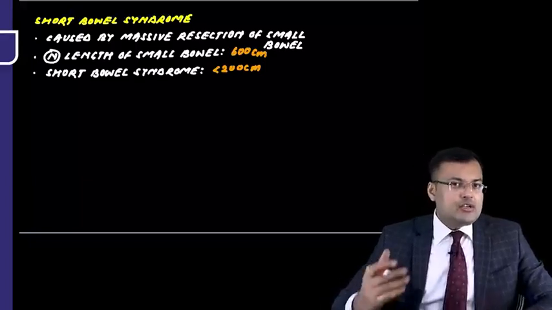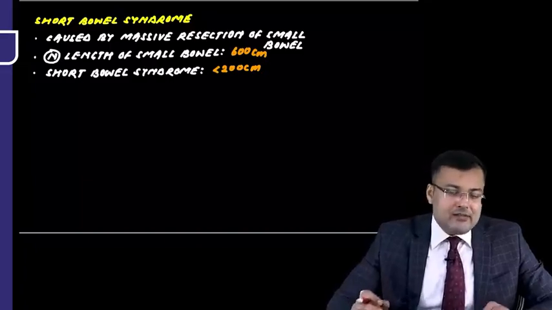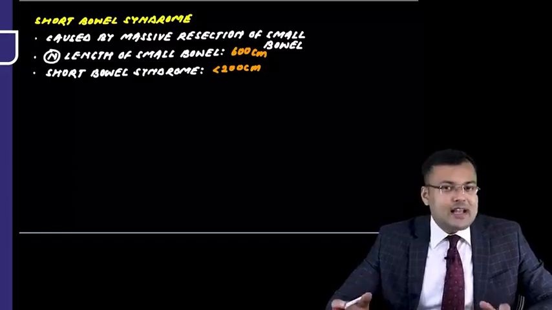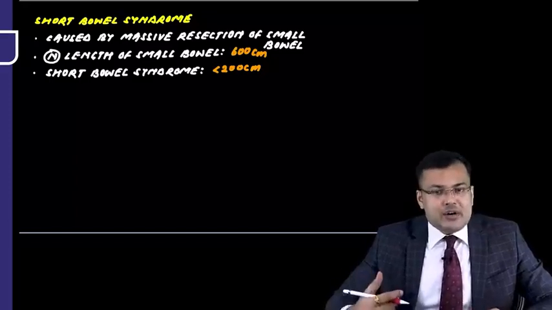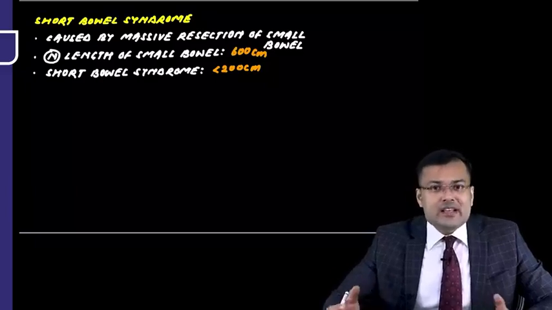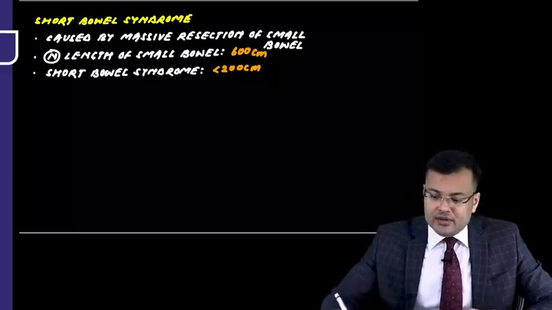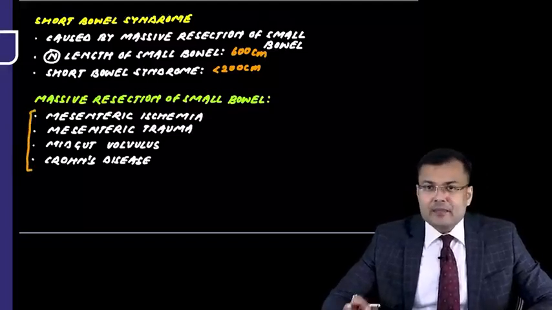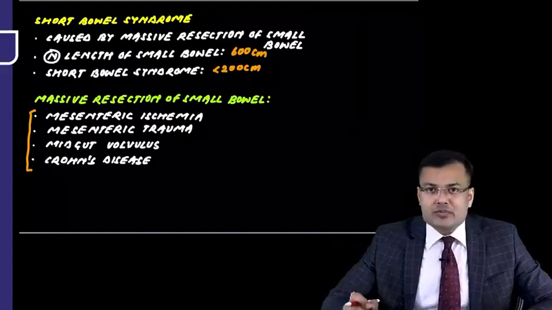So what happens? Short bowel syndrome is caused by massive resection of the small bowel. In conditions in which we perform massive resection, like mesenteric ischemia, mesenteric trauma, midgut volvulus, and Crohn's disease, there is increased risk of short bowel syndrome.